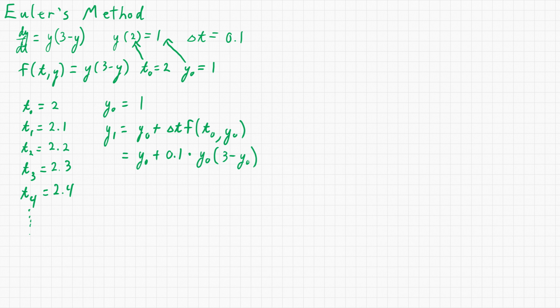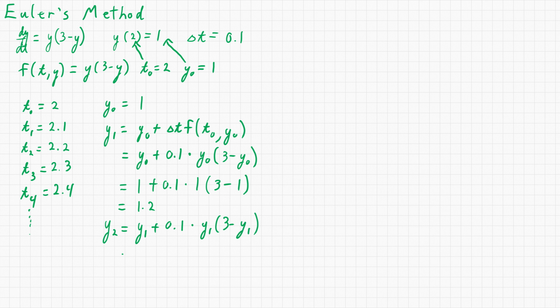So here, y sub 0, well that one is 1 plus 0.1 times 1 times (3 minus 1). Okay, I can actually do that one in my head, but I will look at my notes. That ends up being 1.2 as y sub 1. But then y sub 2, well, that's going to be kind of copying this formula and incrementing all the subscripts. It's y sub 1 plus 0.1 times y sub 1 times (3 minus y sub 1). Okay, well, that ends up being 1.2 plus 0.1 times 1.2 times (3 minus 1.2). And I can't do that one in my head. That one ends up being 1.416.